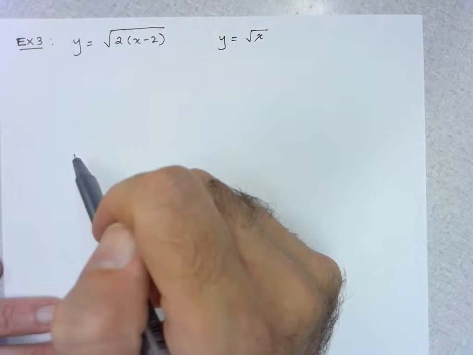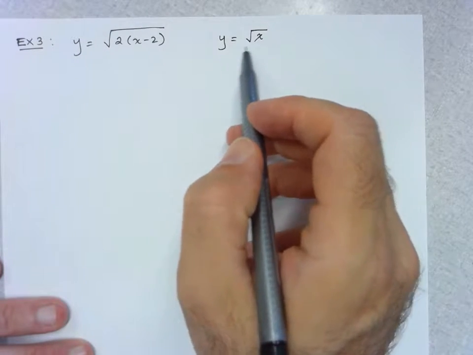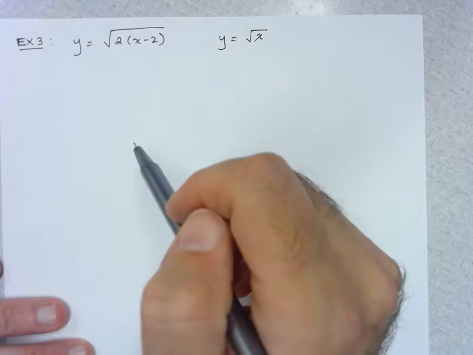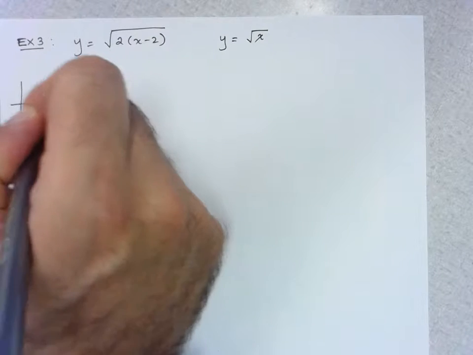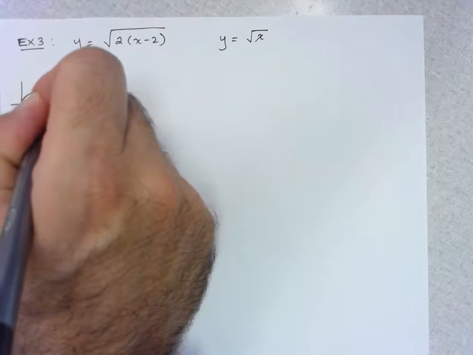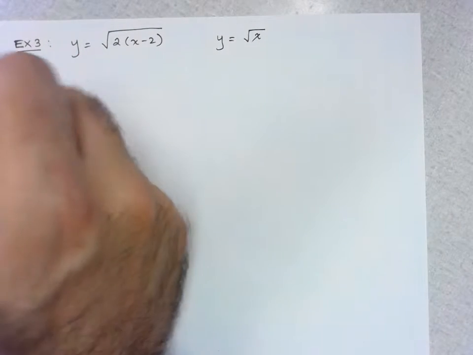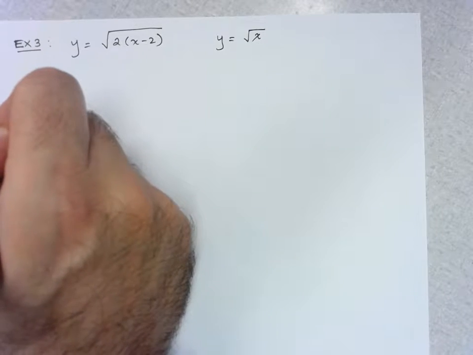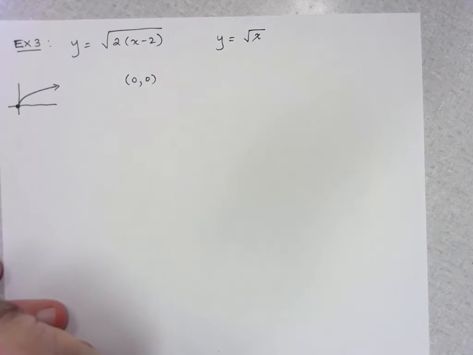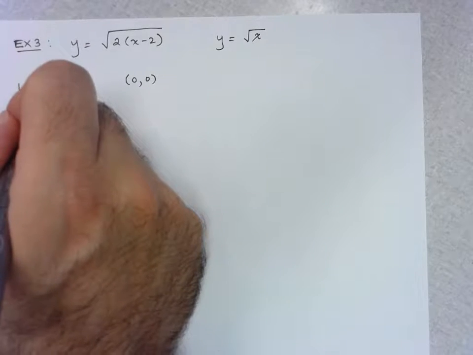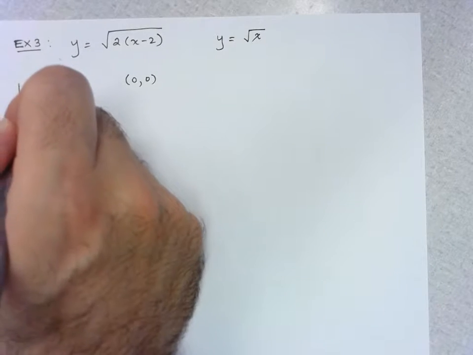Okay, so the first thing we need to do is determine what are some basic points on square root of x. So let's draw ourselves a little graph here, and we know that square root of x looks like this. And we definitely want to take that starting point, 0, 0. Definitely want to take that point there. The next easiest point would be 1 and 1.